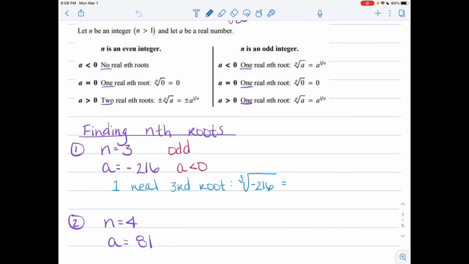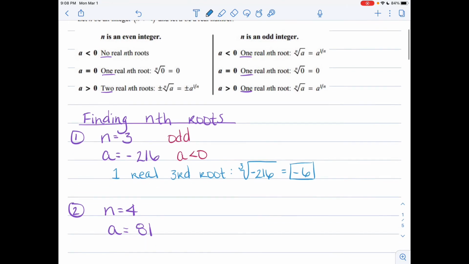All right, so when we evaluated the third root of negative 216, we determined using Desmos that our answer was negative 6. You could prove that to yourself in your calculator. Take negative 6 and multiply it by itself 3 times. So negative 6 times negative 6 times negative 6, you will get negative 216. Now let's look at problem number 2.